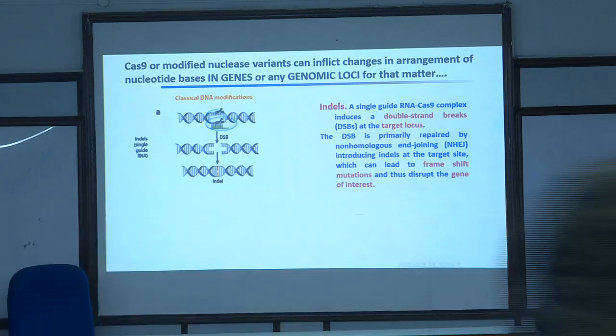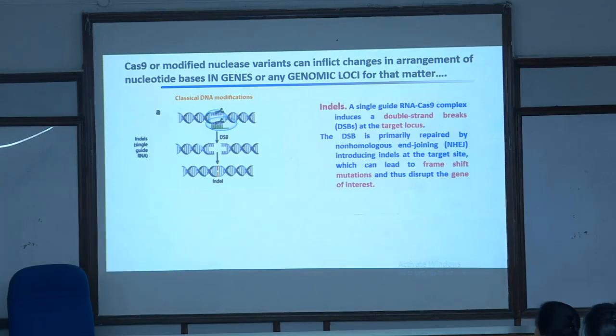One such inherent mechanism is, it's a very nice acronym, NHEJ, that is non-homologous end joining. This is one of the most important inherent mechanisms in every biological system to repair damaged DNA. So this is exploited here to trigger mutations in those genomic loci, which can lead to a frame shift. If the frame shift is there, it is definitely going to alter the expression, the protein composition of the one which is translated out of that particular locus. So this is a simple principle behind this.